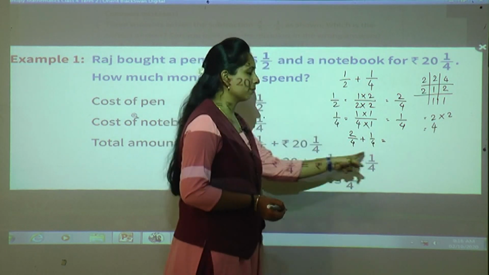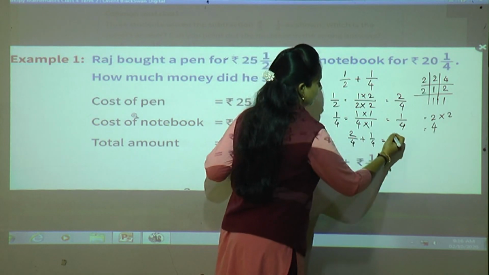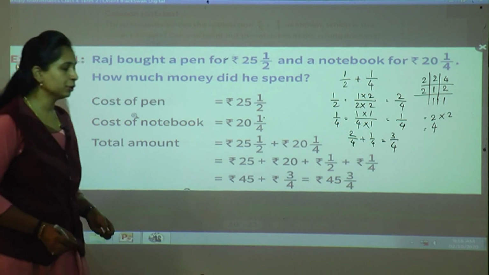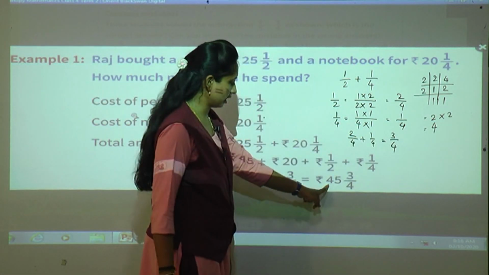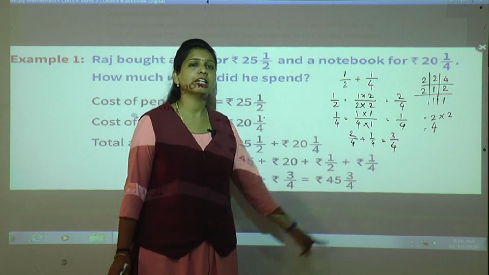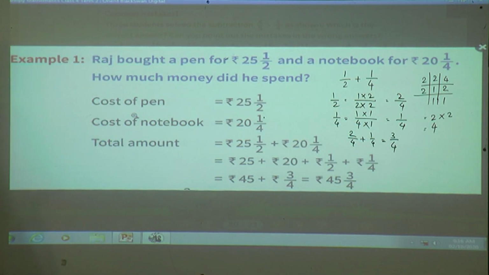Now you can see denominators are same, so we can add the numerators. 2 plus 1 is 3 upon 4. So the addition of 1 upon 2 and 1 upon 4 is 3 upon 4. Now you can see the final answer is rupees 45 3 upon 4 money he has spent in all. Clear? Clear till here?